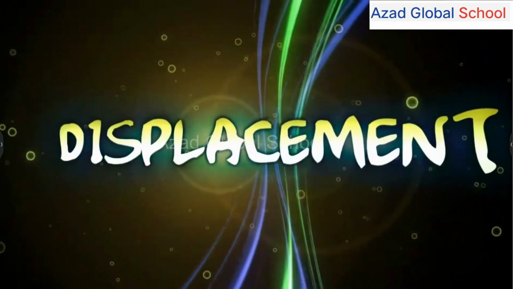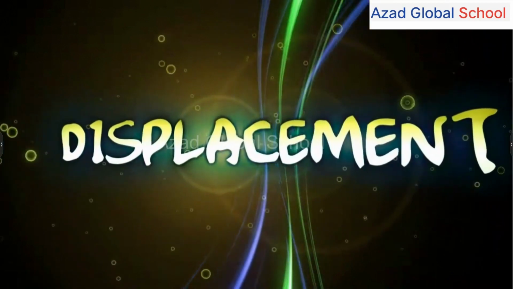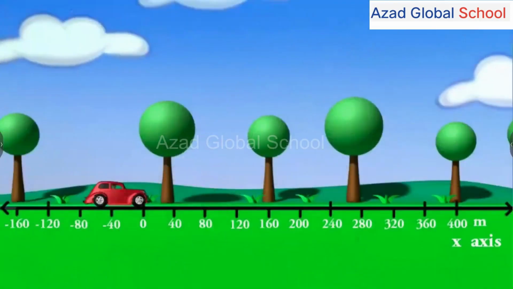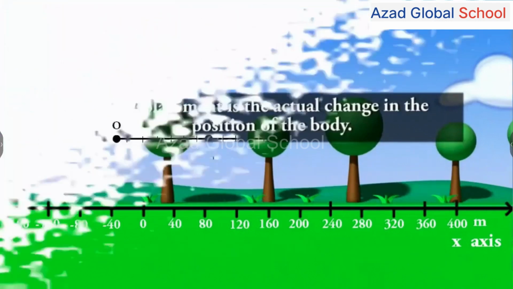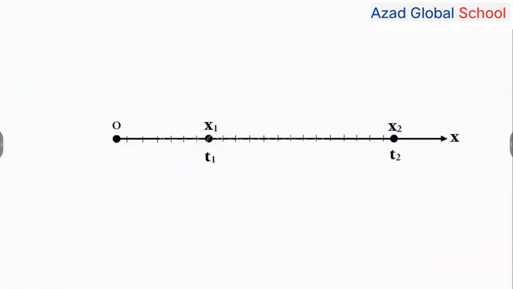Displacement. Now let us understand about displacement. Displacement is the actual change in the position of the body. Let us take an example. Let x1 and x2 be the positions of an object at time t1 and t2.